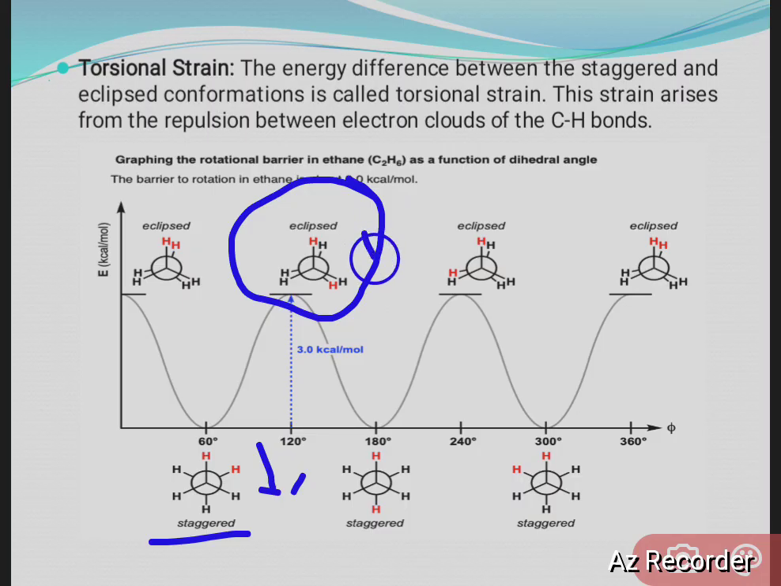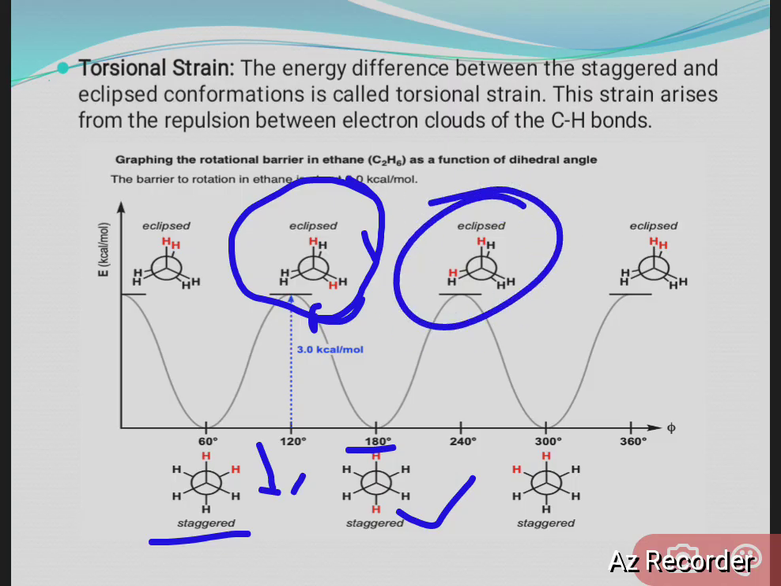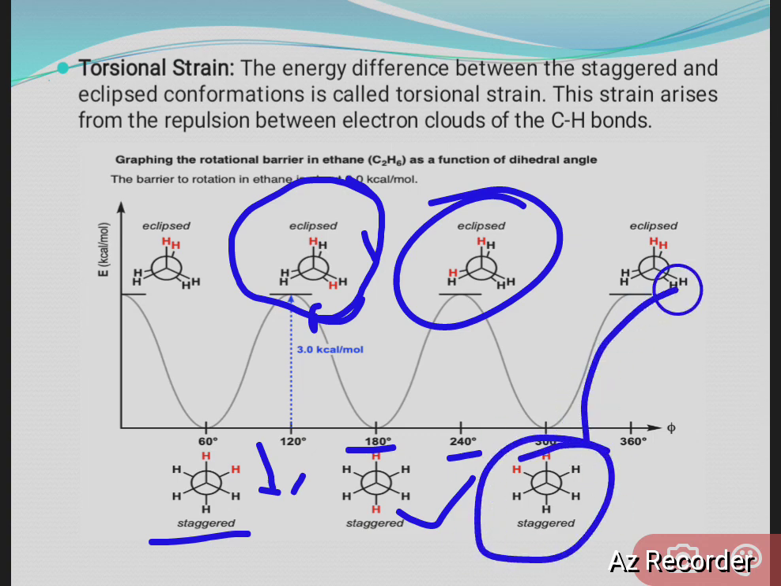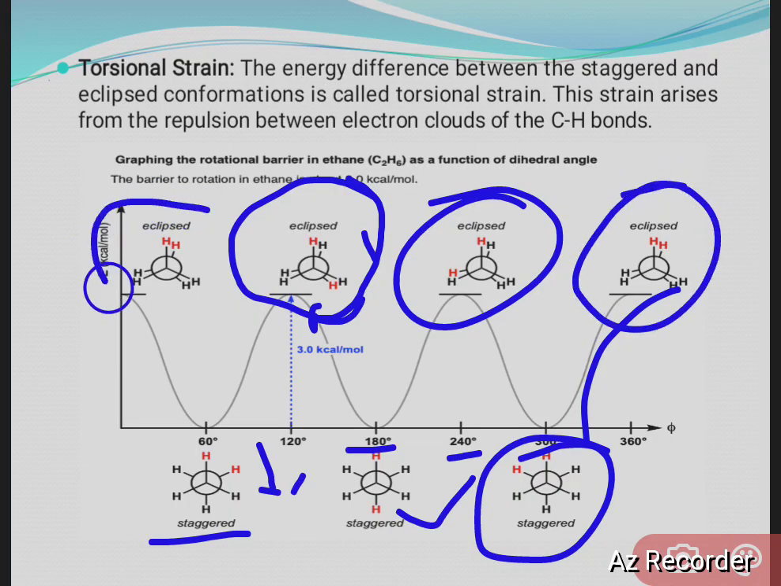Next, again we will rotate this by one more 60, meaning 120 plus 60, 180 degrees. We will get this staggered one. Again 60 degrees, that is 120 plus 60 plus 60, 240, we will get eclipsed. Then again one more 60, we will get this staggered. Finally, at 360 degrees, we will get the identical one as the initial.